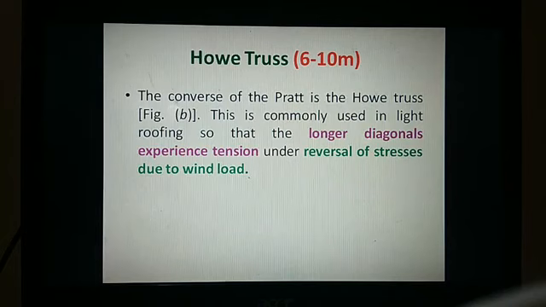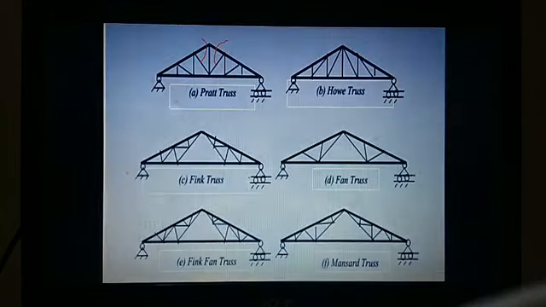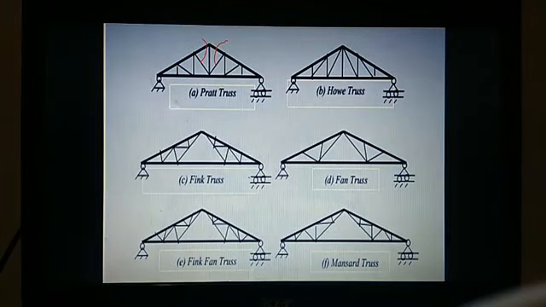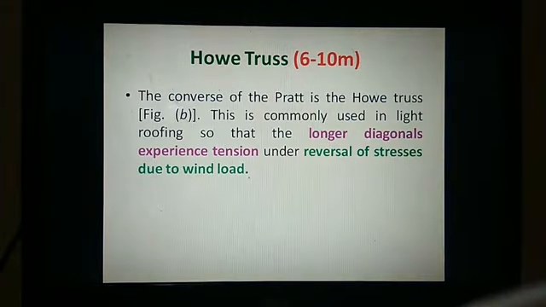Here there is a howe truss, which can accommodate a span of 6 to 10 meters. It is the converse of the Pratt truss you have already seen in the picture, where the members are inclined like this. The Pratt truss is the most commonly used in light roofing, where the longer diagonals experience tension. Light roofing means the span is less and the loads on the roofing are also less, where you can go with the howe truss.